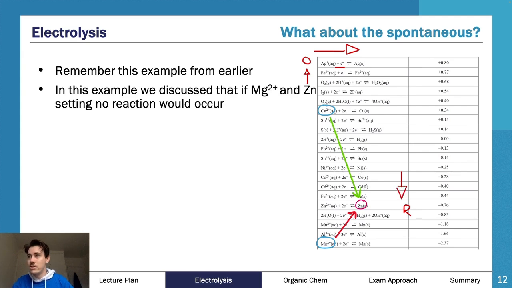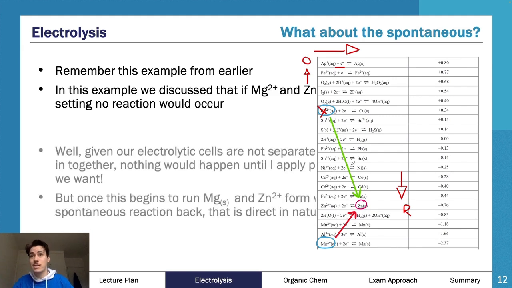So, as you can see here, if I had copper 2 plus and I had zinc solid, I'm going to get a spontaneous reaction. So it's top, left, bottom, right. But if I had magnesium 2 plus and zinc, and I didn't have this here, this needs to occur non-spontaneously. I need to do electrolysis for this.